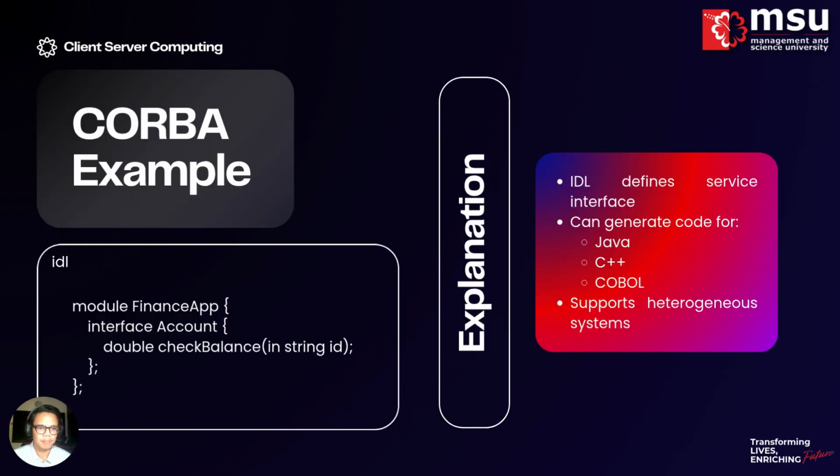So here is the example of Corba. On the left side, we can see the IDL coding. It's about module finance app, interface account, and also double check balance. So in this case, IDL defines service interface. It can generate codes for Java, C++, and COBOL. And overall, it supports heterogeneous system.